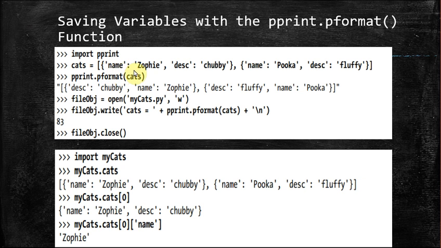So dictionaries, when you say, we have the combination of keys as well as values, right? So here the keys are name and description. What are the values for that? Name is Zufi, description is Chubby. Similarly, in the next one you have name, that is Puka, and description, that is Fluffy. So we have a list of dictionaries that are stored in this variable cats.